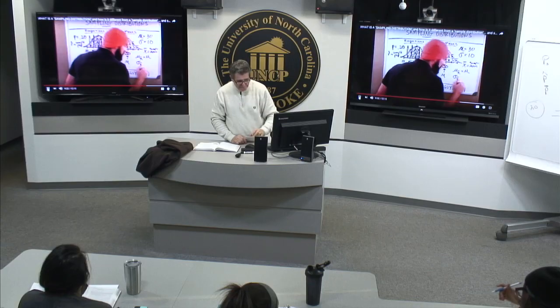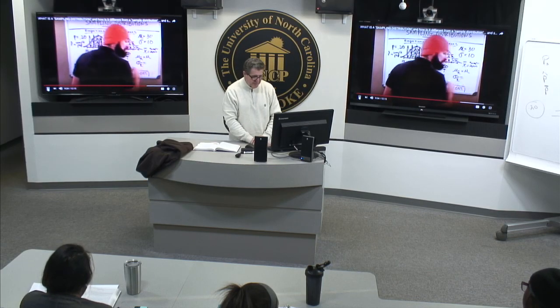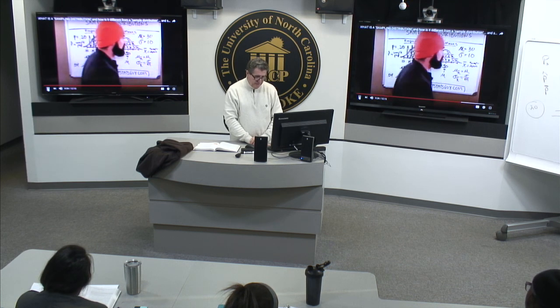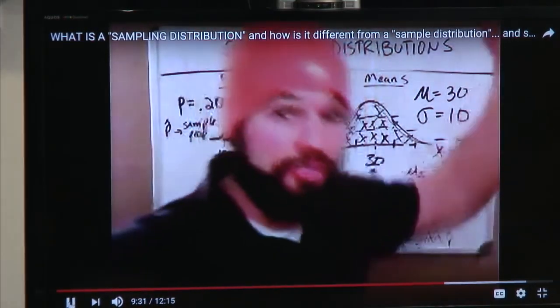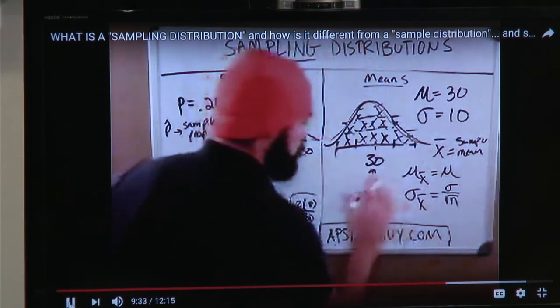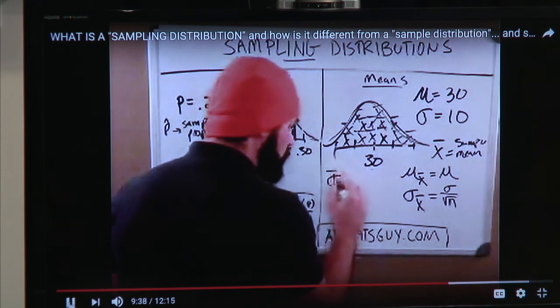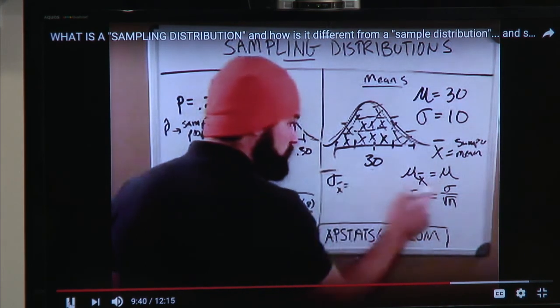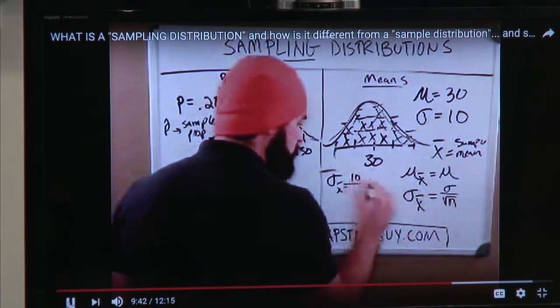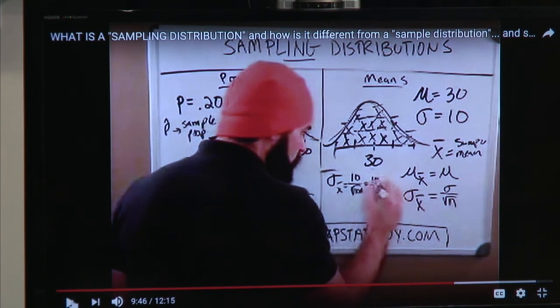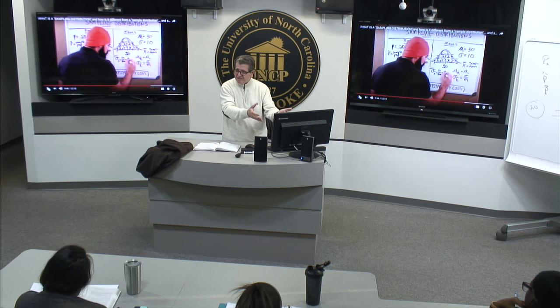The standard deviation of all the x-bars, the formula is given to you, is the population standard deviation divided by the square root of sample size. So suppose my sample's 100, then the standard deviation of all these x-bars is the population standard deviation of 10 over the square root of 100, which is 1. And by the way, you'll never know the population standard deviation, right? We never really know that. He's using this as an example.